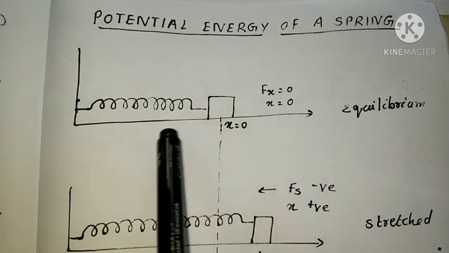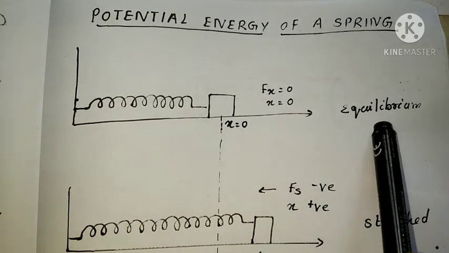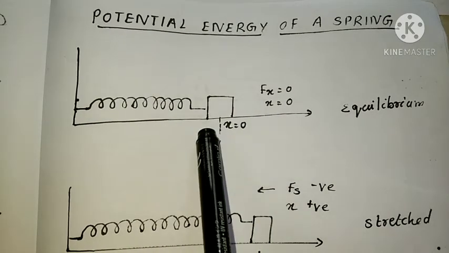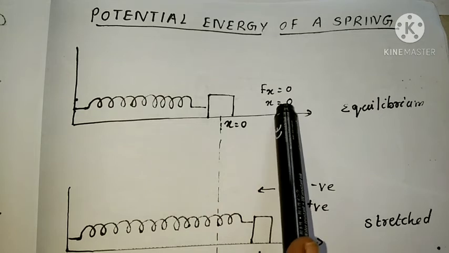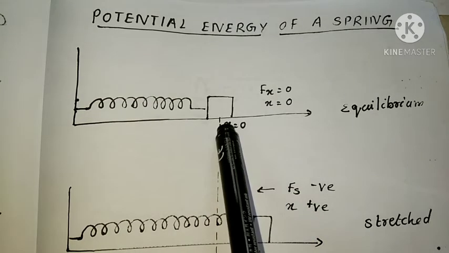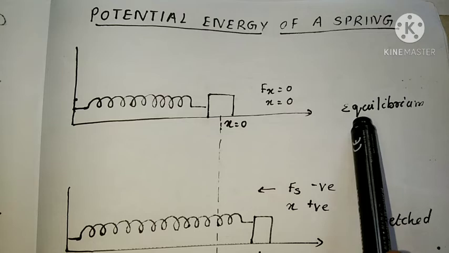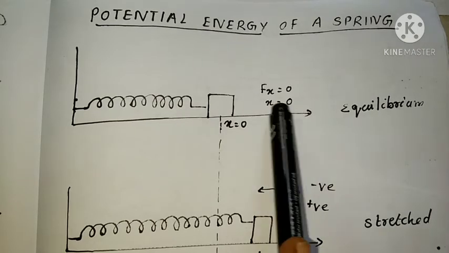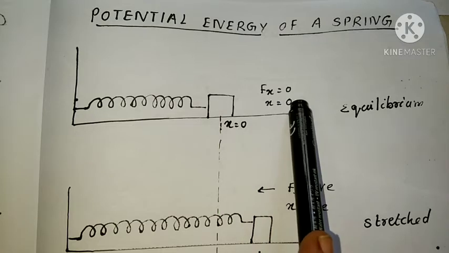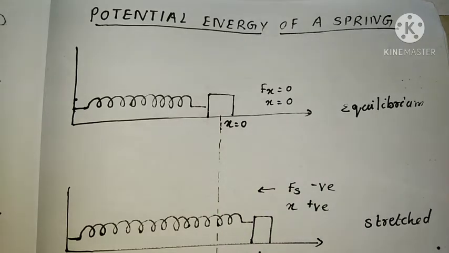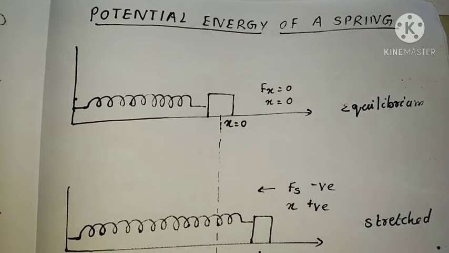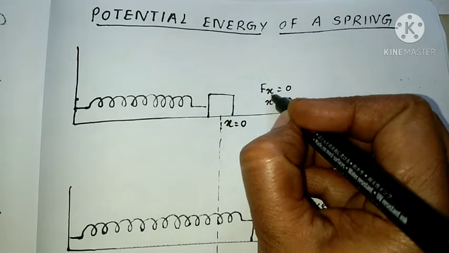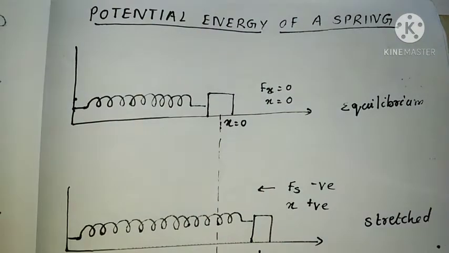This figure represents the equilibrium position of the spring. That is, the spring is at rest, so the external force acting on the spring is 0. So we can write at the equilibrium position x equal to 0, Fx equal to 0. Okay, so Fx, or we can write Fs, we can represent here.